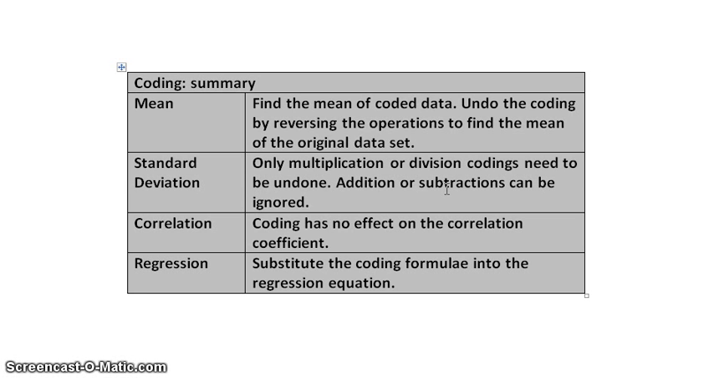And you can ignore additions or subtractions because they have no effect on the standard deviation at all. You're just shifting all the data up or down, which makes no impact on the standard deviation. With the correlation, coding has no effect on the correlation coefficient at all. And with regression, you can substitute the coding formula into the regression equation. So there we go. There's how we can use coding to find mean, standard deviation, correlation, and regression.